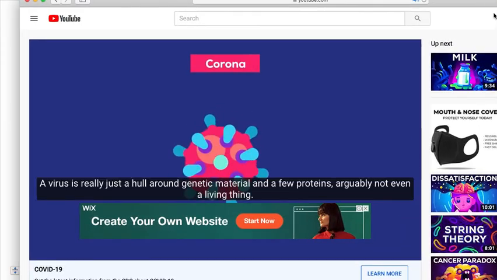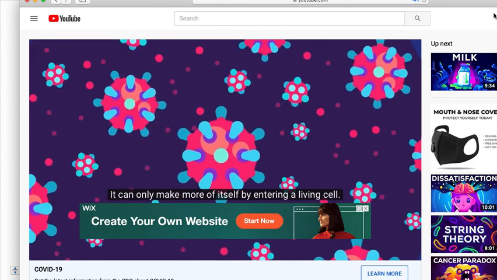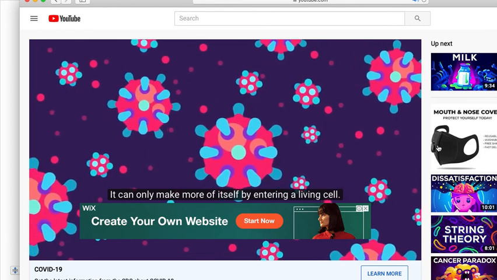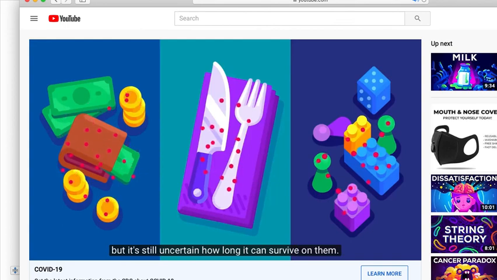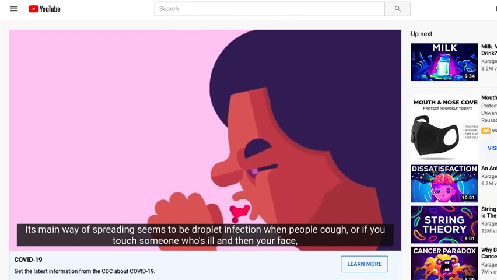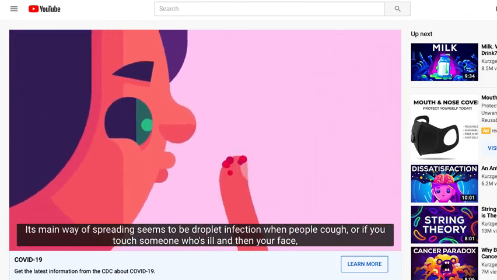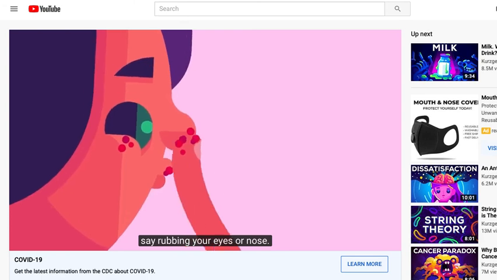A virus is really just a hull around genetic material and a few proteins, arguably not even a living thing. It can only make more of itself by entering a living cell. Corona may spread via surfaces, but it's still uncertain how long it can survive on them. Its main way of spreading seems to be droplet infection, when people cough, or if you touch someone who's ill and then your face, say rubbing your eyes or nose.